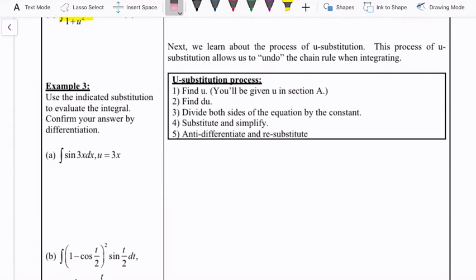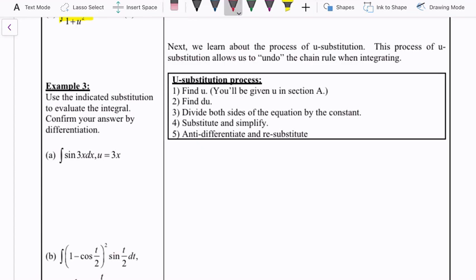Okay, so we have this U-substitution process. We'll see what all of that looks like in just a second. We're going to find U; we're going to be given U in section A first. We're going to find the derivative of U. We're going to divide both sides of the equation by the constant. We're going to substitute and simplify, and then we'll anti-differentiate. All right, so those are the basic steps.